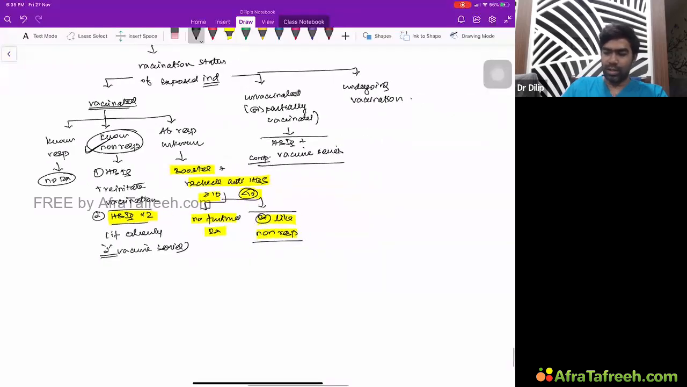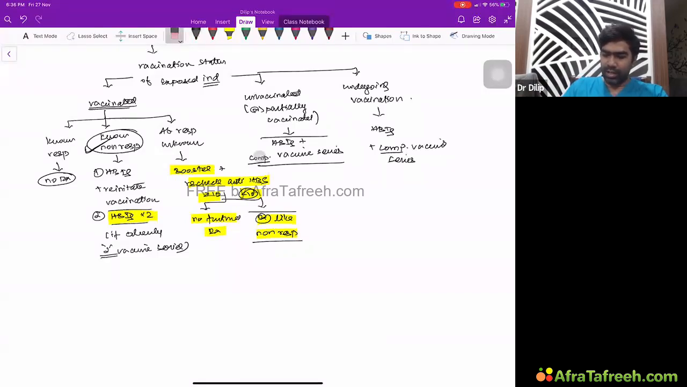It's very simple. Suppose the patient is undergoing vaccination, suppose I have completed 1 dose and I'm due for the 2nd dose, or I have completed 2 doses and I'm due for the 3rd dose. By the time I got a needle stick injury, I'll just be giving hepatitis B immunoglobulin, plus you just need to complete the vaccine series. That's all. Complete the vaccine series.